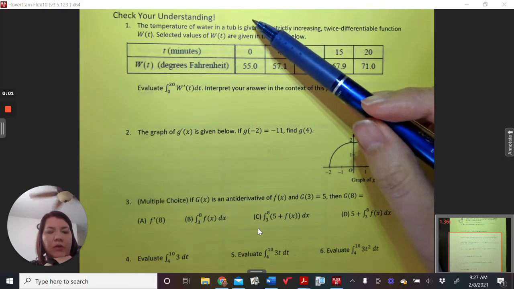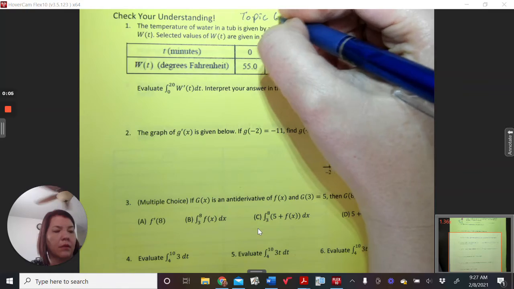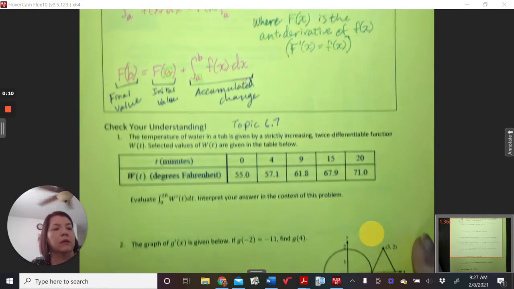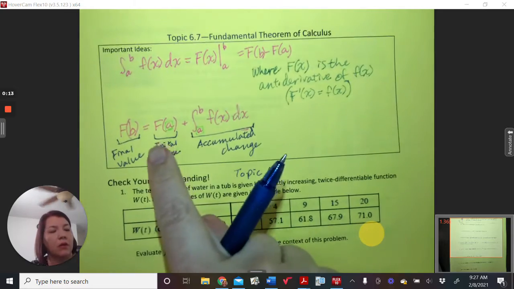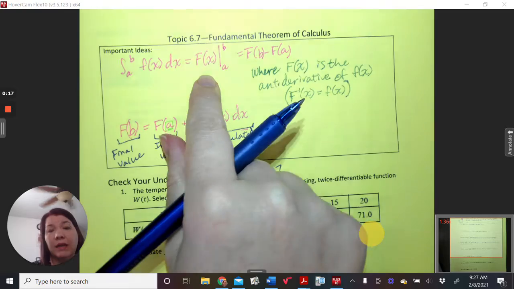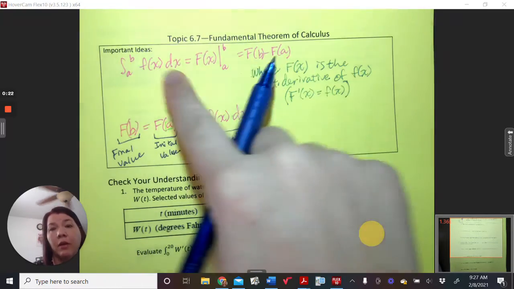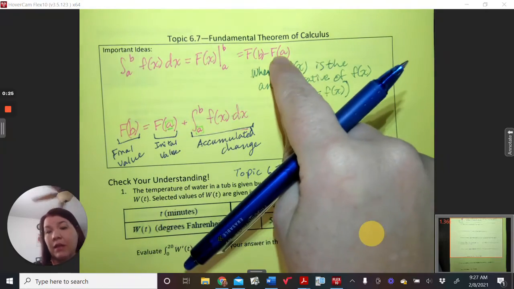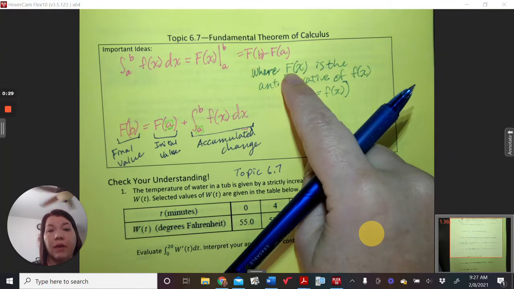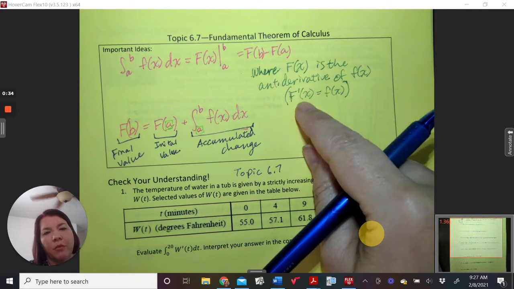So we're going to be doing Check Your Understanding for topic 6.7, which, as we recall, is the fundamental theorem of calculus. It basically says if I have a definite integral from a to b of f of x dx, it's equal to the antiderivative of f of x evaluated from a to b, or really we tend to say this becomes that, where F of x is the antiderivative of f of x. Or in other words, F prime is equal to f of x.